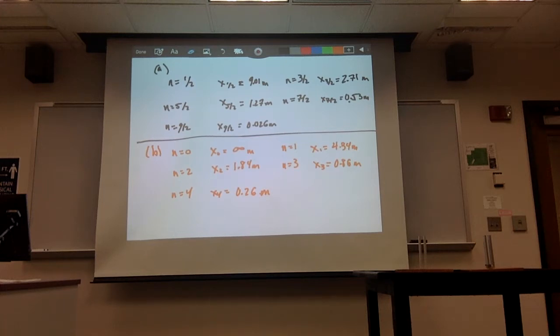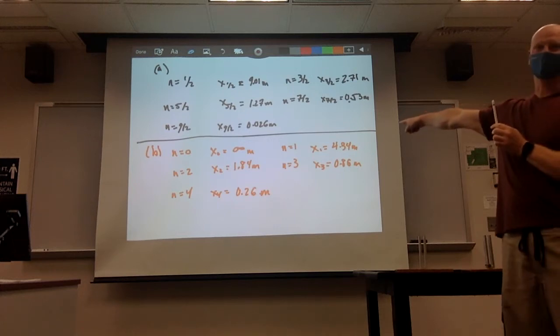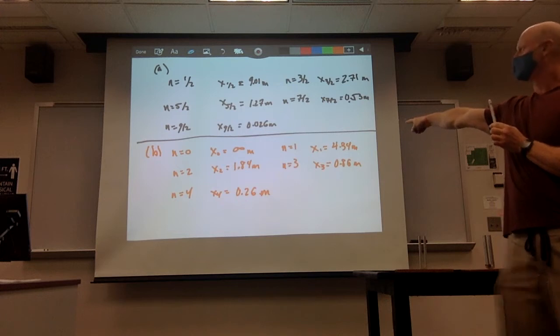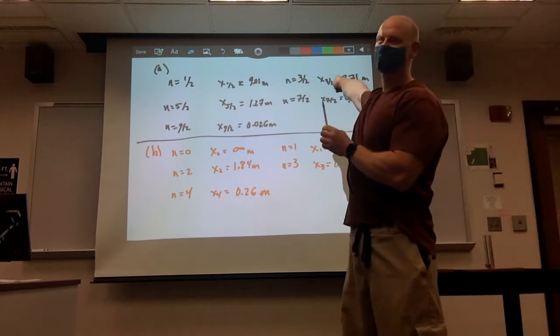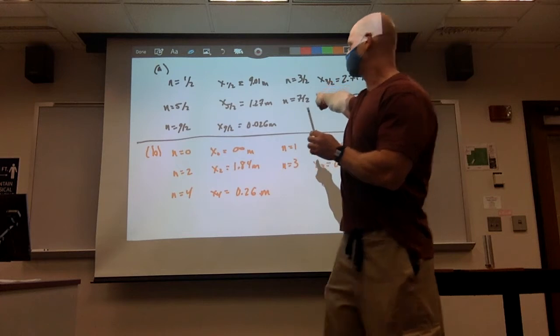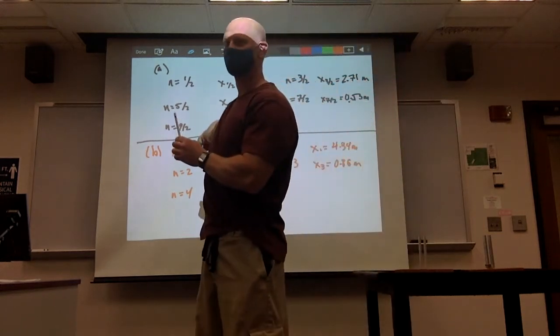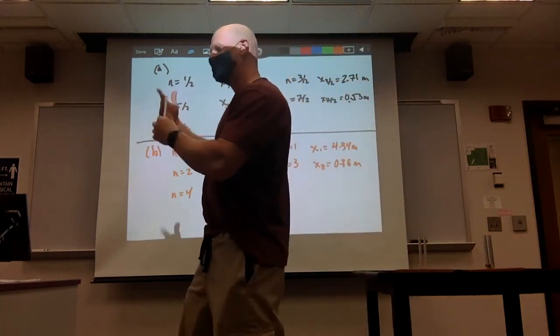So I've gone from constructive interference to destructive interference. Then I keep moving. The next thing I run into is constructive interference again at 4.34 meters. Then I keep going, and I come into destructive interference again at 2.71, and then I keep going, and then I run into constructive interference again at 1.82, and so on.